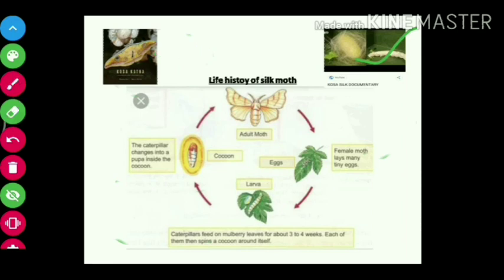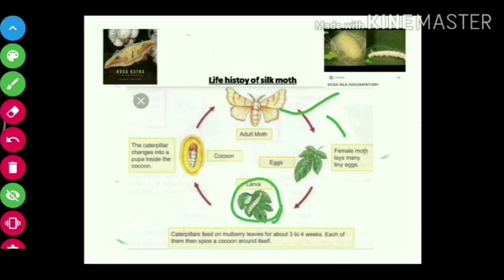Next you see the life history of silk moth. This is in brief description, diagrammatic description. So first, adult moth. This is an adult moth. Adult moth is converting into female moth. That adult moth, female moth lays eggs, tiny eggs on the leaves, mulberry leaves, and from these eggs, larvae or caterpillars are hatched out, and they feed on leaves.